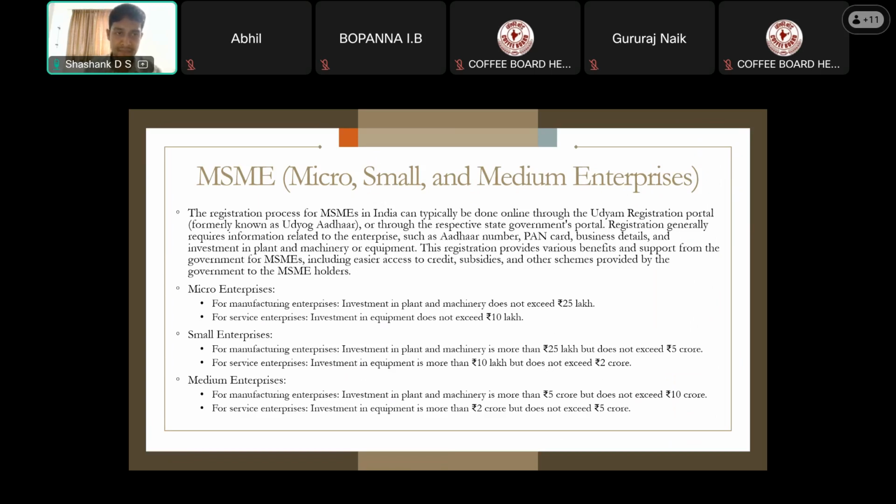In the case of service enterprises, the threshold limits are different, as mentioned in this slide. If we fall under any of these categories, then we can go ahead and apply for Udyam registration. It is called Udyam Aadhaar.